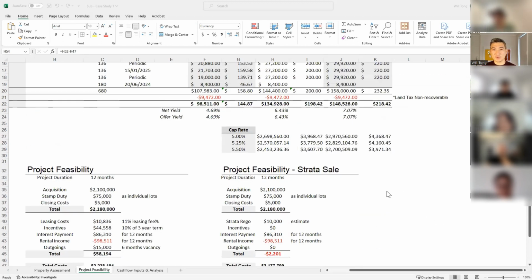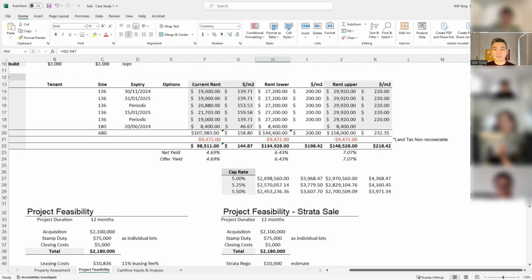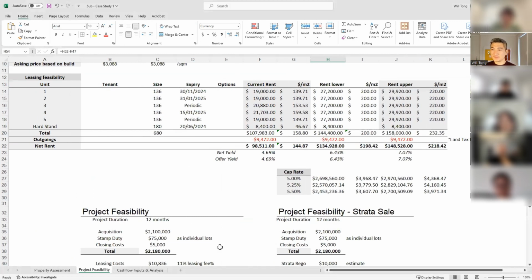Because what we ended up doing is we spoke to the existing tenants. 3 of them said, yeah, look, we'll buy it. And the total price was 1.7 million.